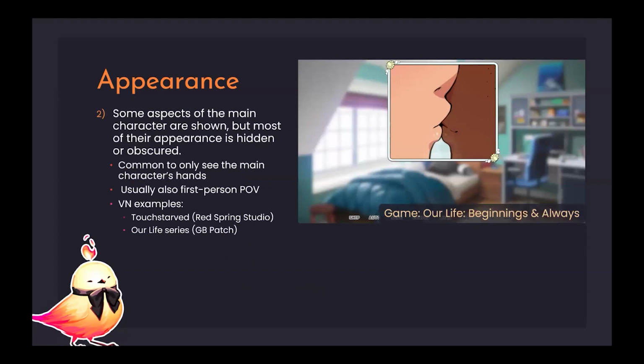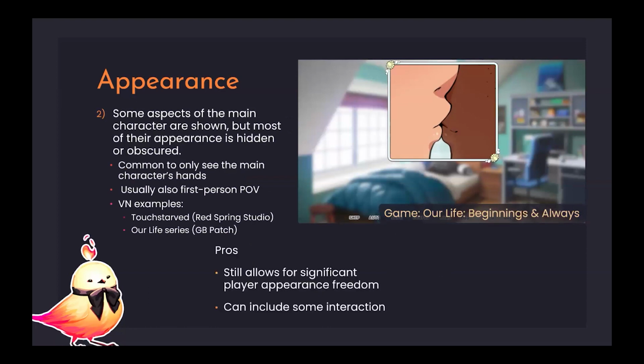Next, a customizable character might only have some small part of them shown in-game. This is most often the main character's hands, but it's sometimes the back of their head, over their shoulder, an extreme close-up of their eyes, etc. Usually the game is still assumed to be from first-person perspective. This approach allows for some limited interaction between the main character and other characters, but it still leaves most of the details of their appearance up to the player's imagination.